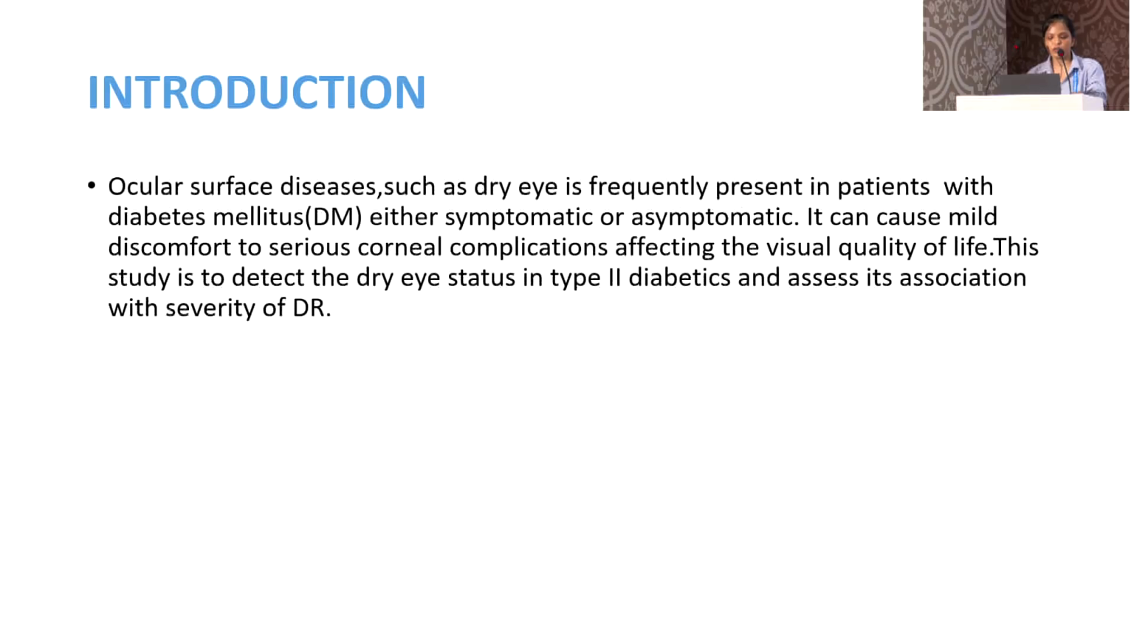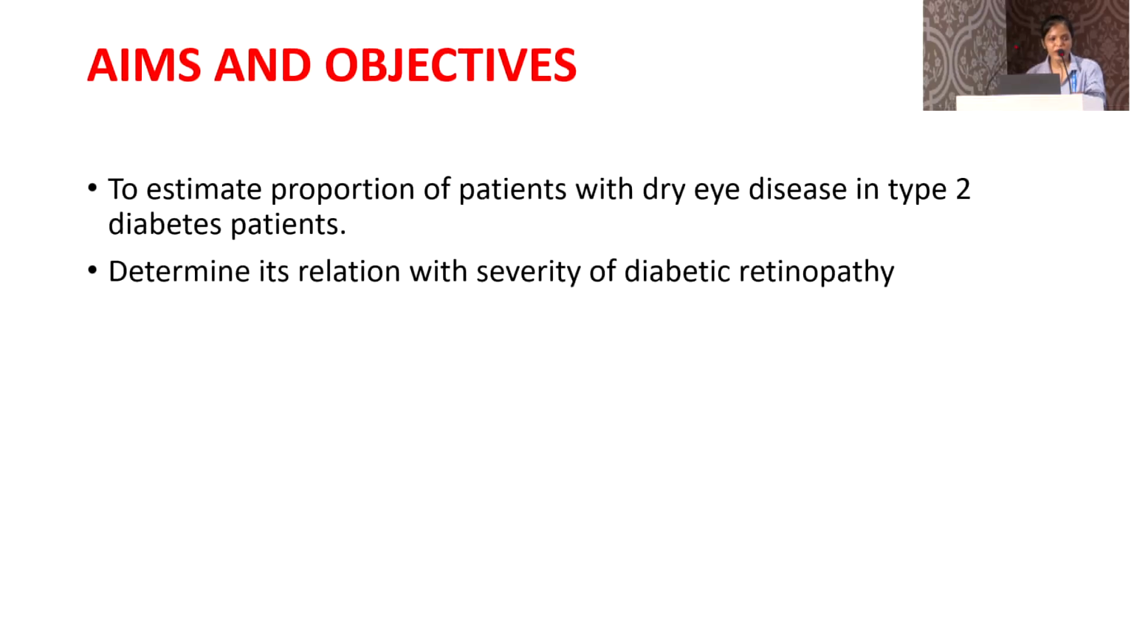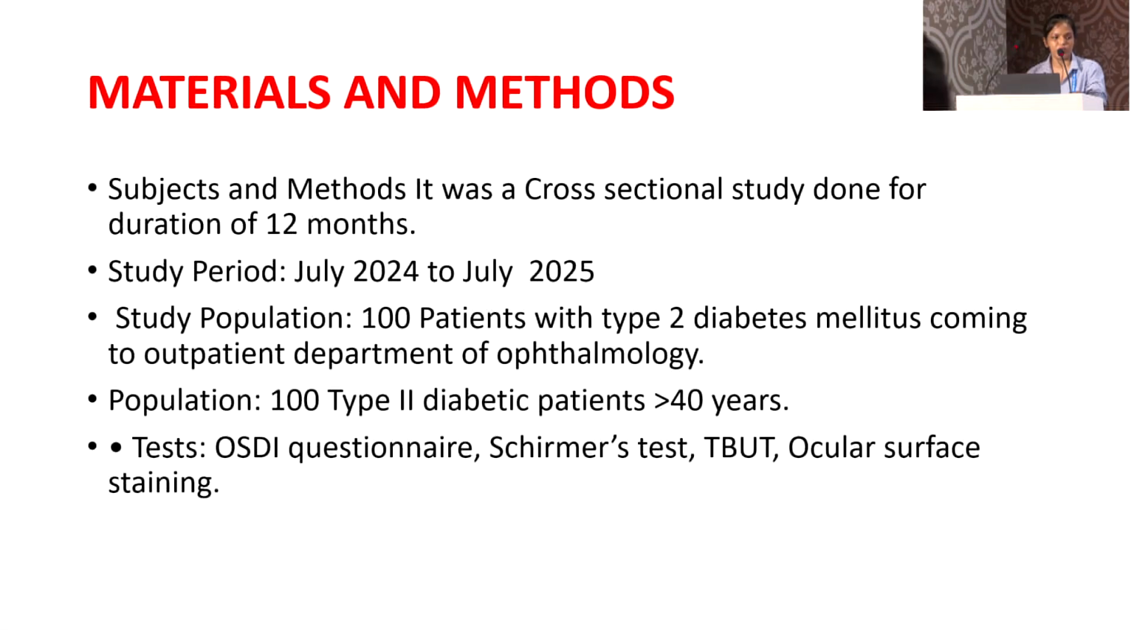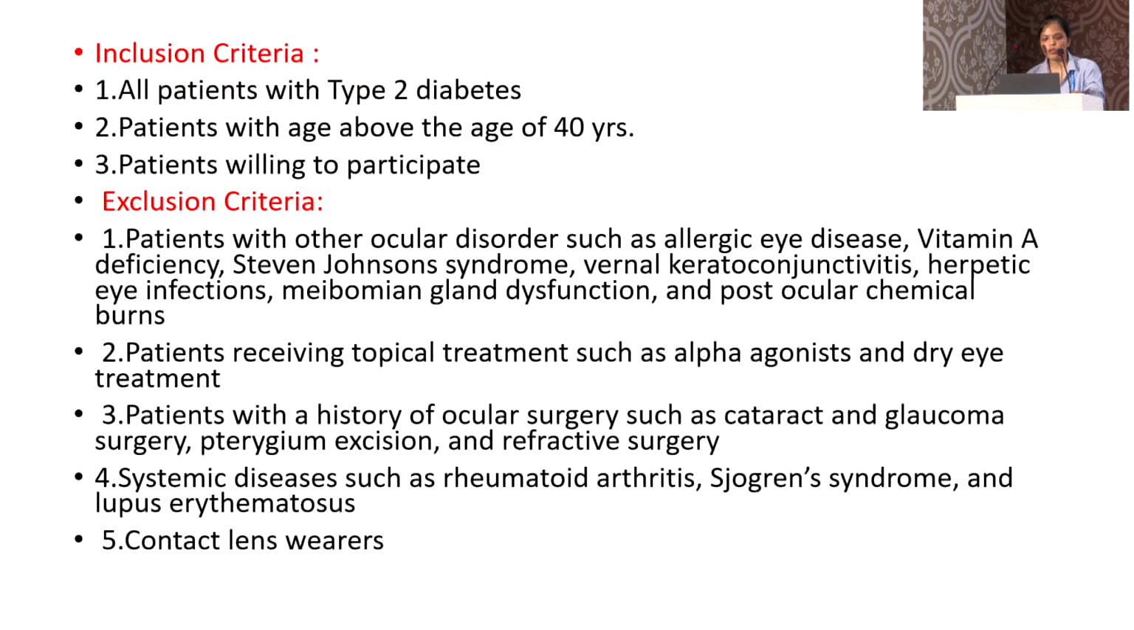The study is to detect the dry eye status in type 2 diabetics and assess its association with severity of diabetic retinopathy. My aim and objective is to estimate the proportion of patients with dry eye disease among type 2 diabetic patients and determine the relation with severity of diabetic retinopathy. We did a 12 month study from July 2024 to July 2025. 100 patients were taken, mostly type 2 diabetic patients older than 40 years. My inclusion criteria: all patients with type 2 diabetes, age more than 40, and willing to participate.